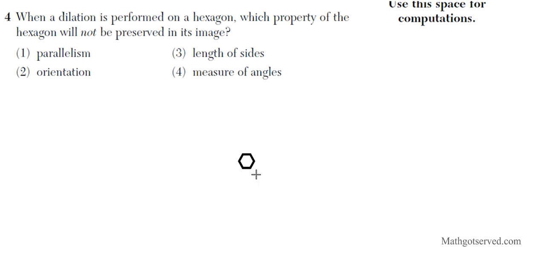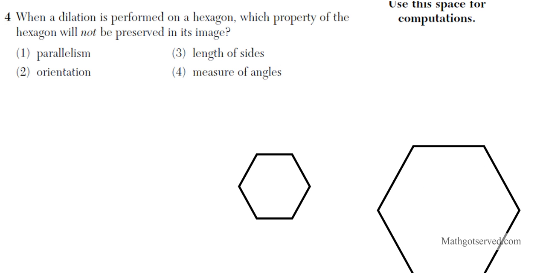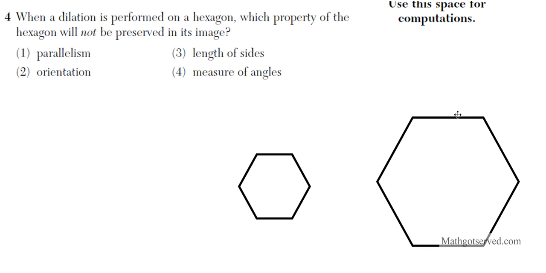So let's say this is the first hexagon we have, and it got dilated. When you dilate something, you're altering the size. You either make it smaller or you're making it bigger. Okay, so let's dilate it like this. So there goes the second hexagon. So let's take a look at these two.